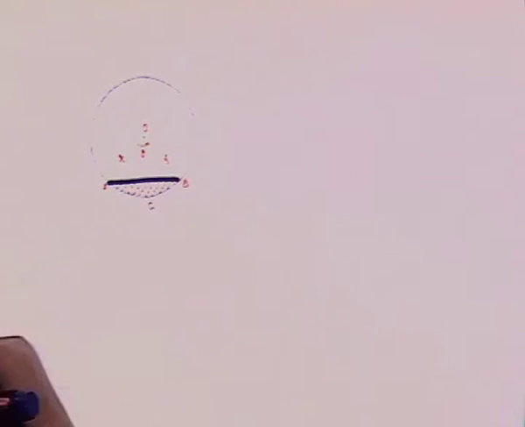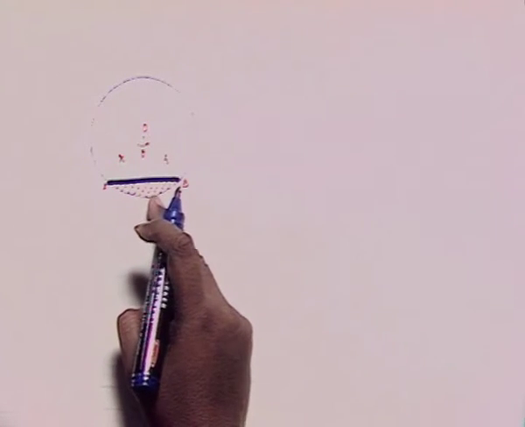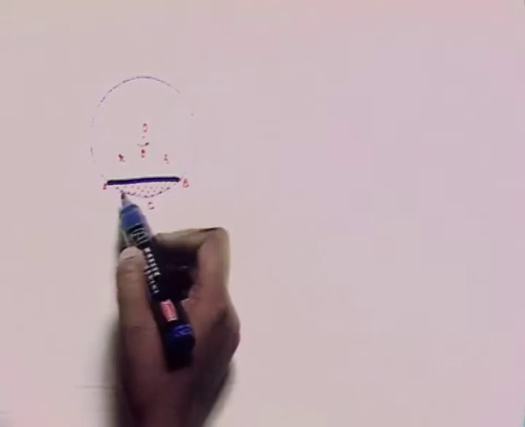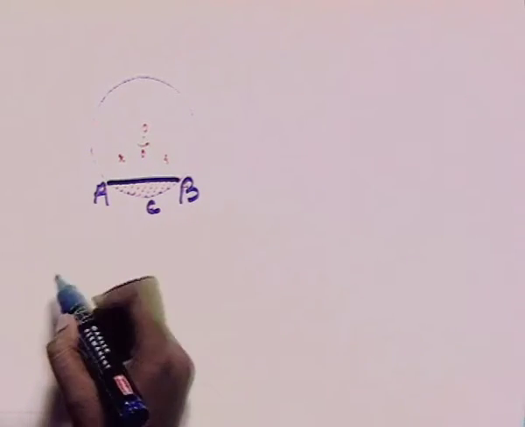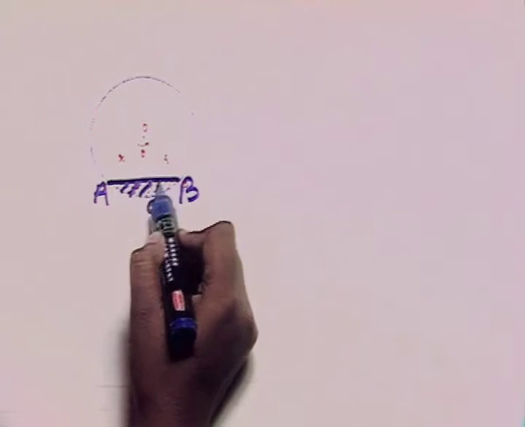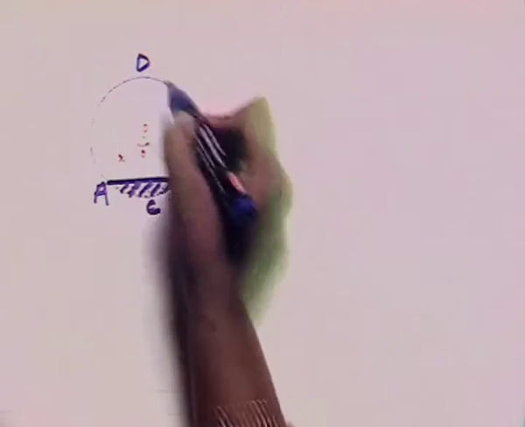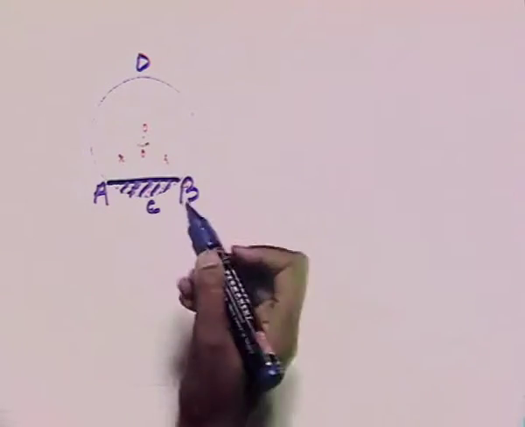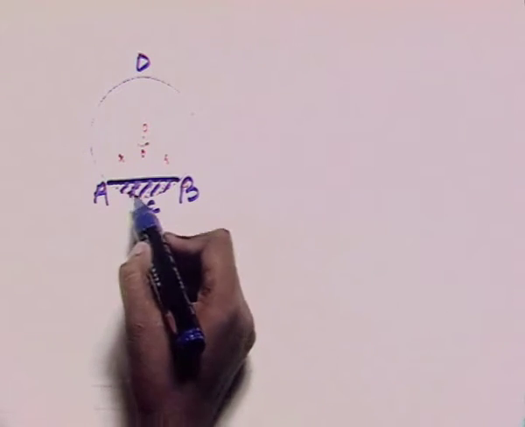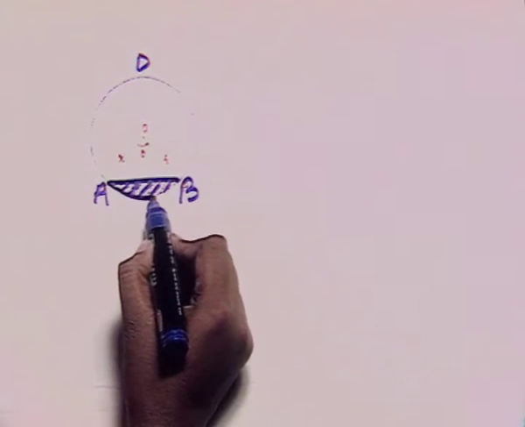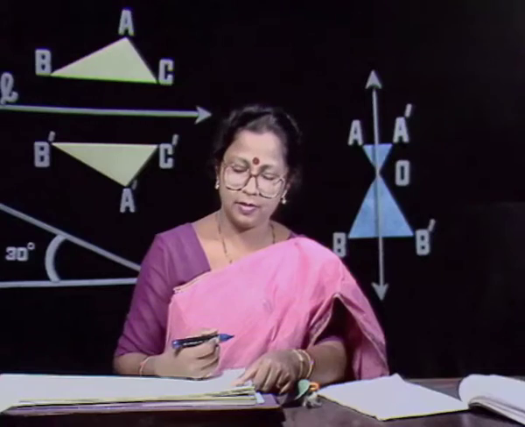Now, look at this circle. What is this chord doing? This chord is dividing this whole circle into 2 segments. One is segment ACB, and this is the minor segment, and another is the segment BDA, that is the major segment. Suppose we want to find out the area of this minor segment. How do we do it?